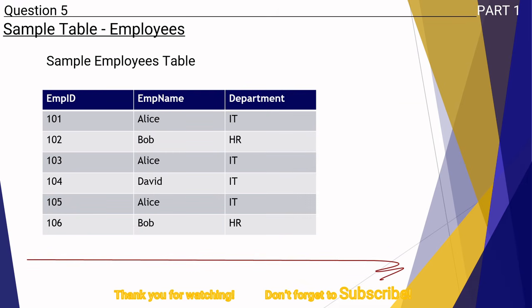Here is an example employee table. Notice that Alice appears 3 times in the IT department and Bob appears twice in the HR department. Our goal is to identify these duplicates and count how many times they occur.